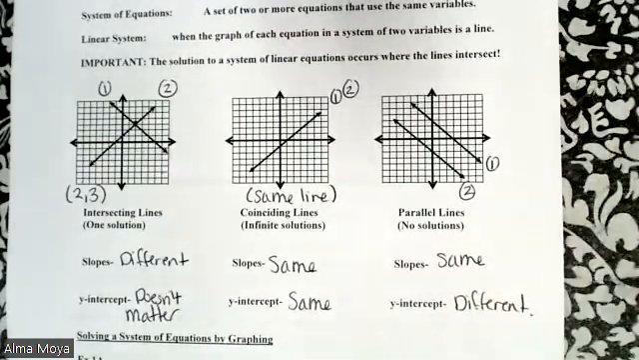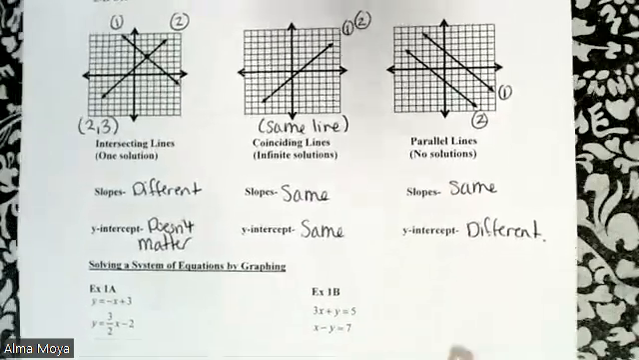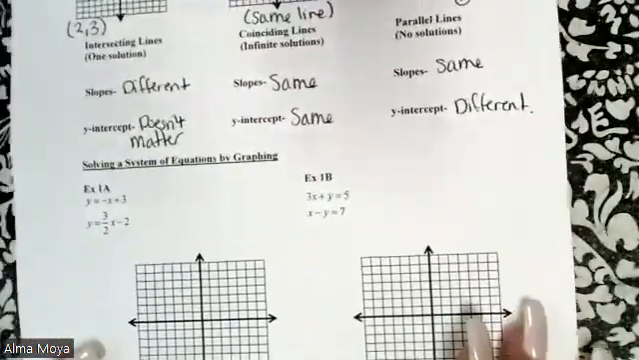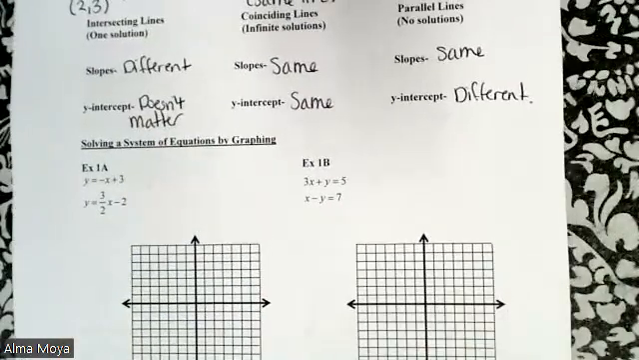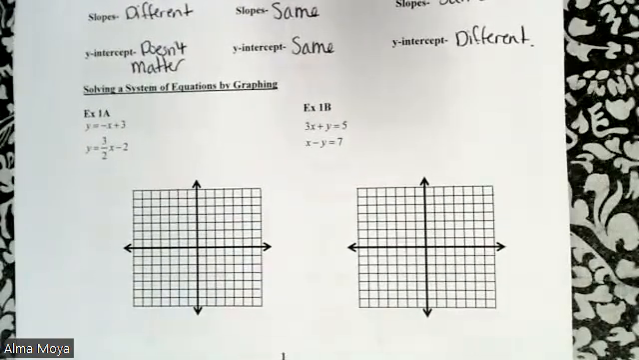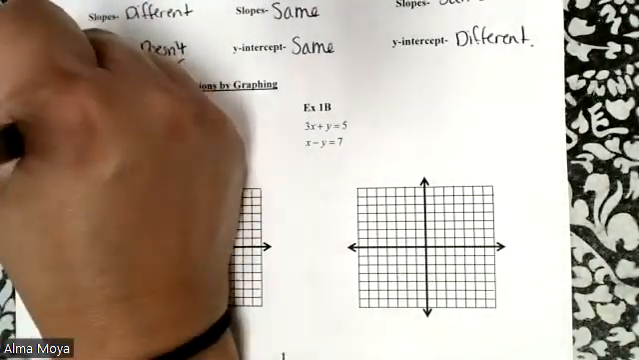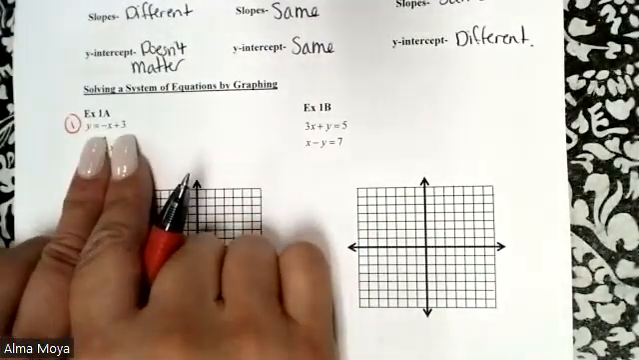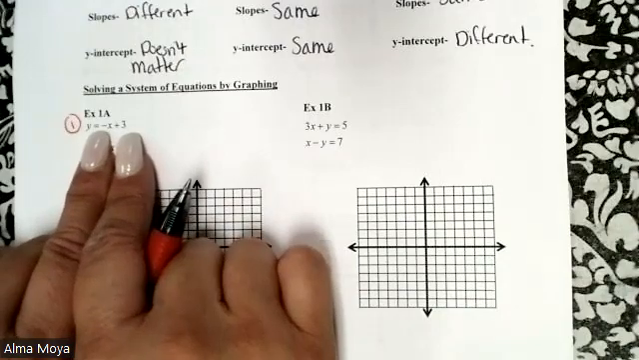All right, now we're going to get into solving a system of equations by graphing. So these are the three different types of graphs. We always want to make sure the equation is in y equals mx plus b form so that we can graph. So for equation 1, I'll go ahead and graph this one in red. Right here, that is in y equals mx plus b form.